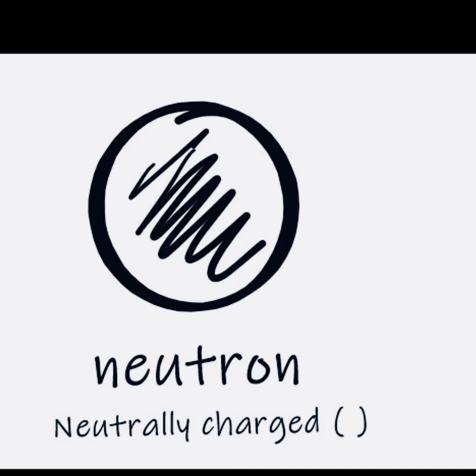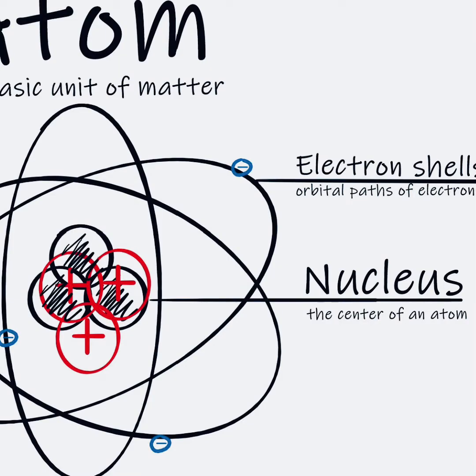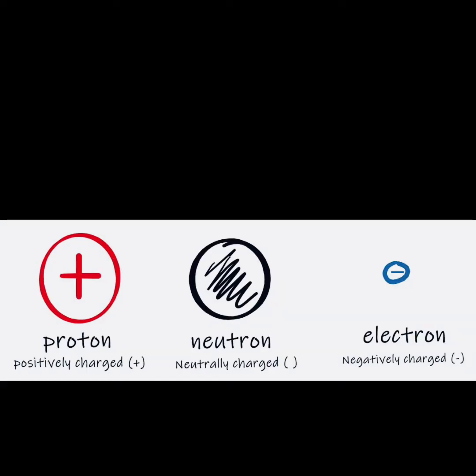Neutrons are named because they have the same mass as protons but are neutrally charged, neut for neutral. Protons and neutrons group together to make the nucleus, which is the center of an atom.